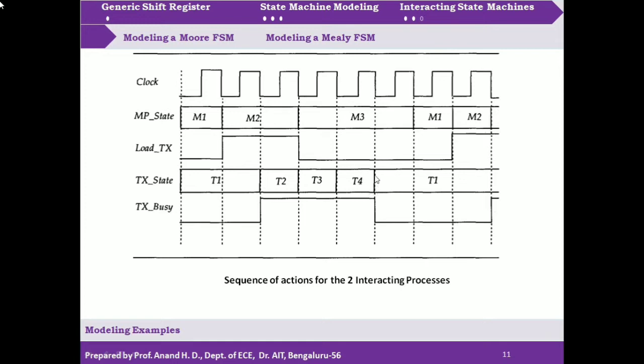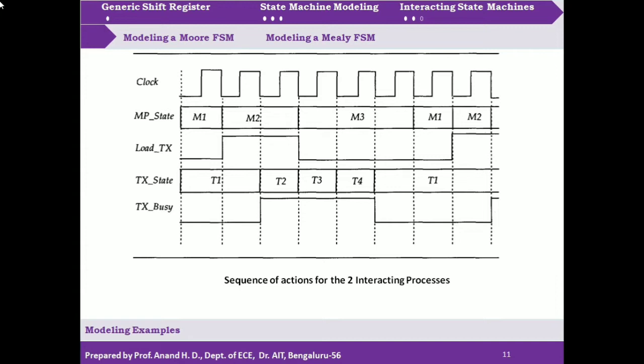So next, when there is a state transition with respect to the next negative edge of the clock from T4 to T1, Tx_busy is made low. So for the next negative edge of the clock, there will be a state transition from M3 to M1. That is what we saw in the state machine model, and it repeats. Yes, so hope you have understood both the state machine model as well as the interacting diagram.